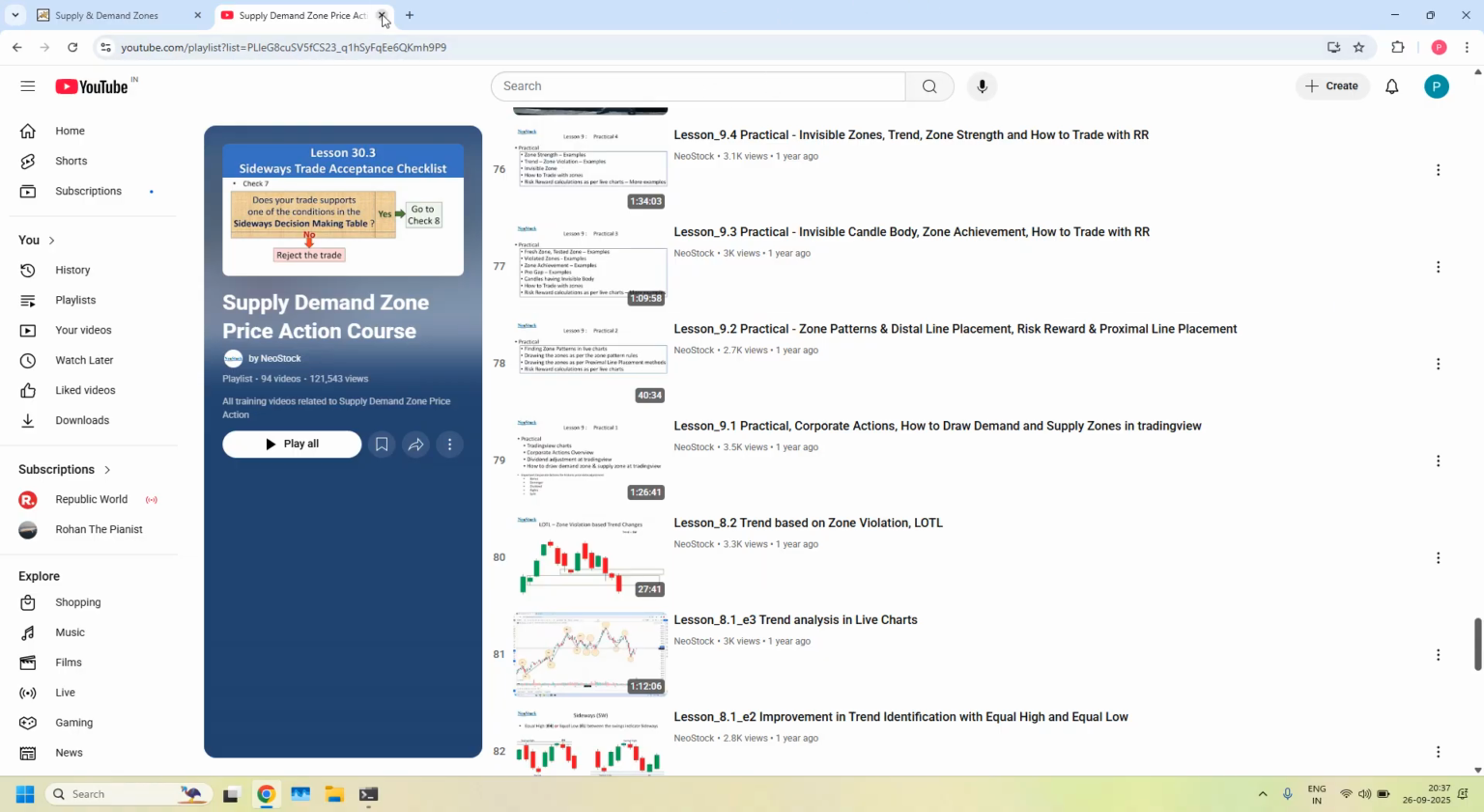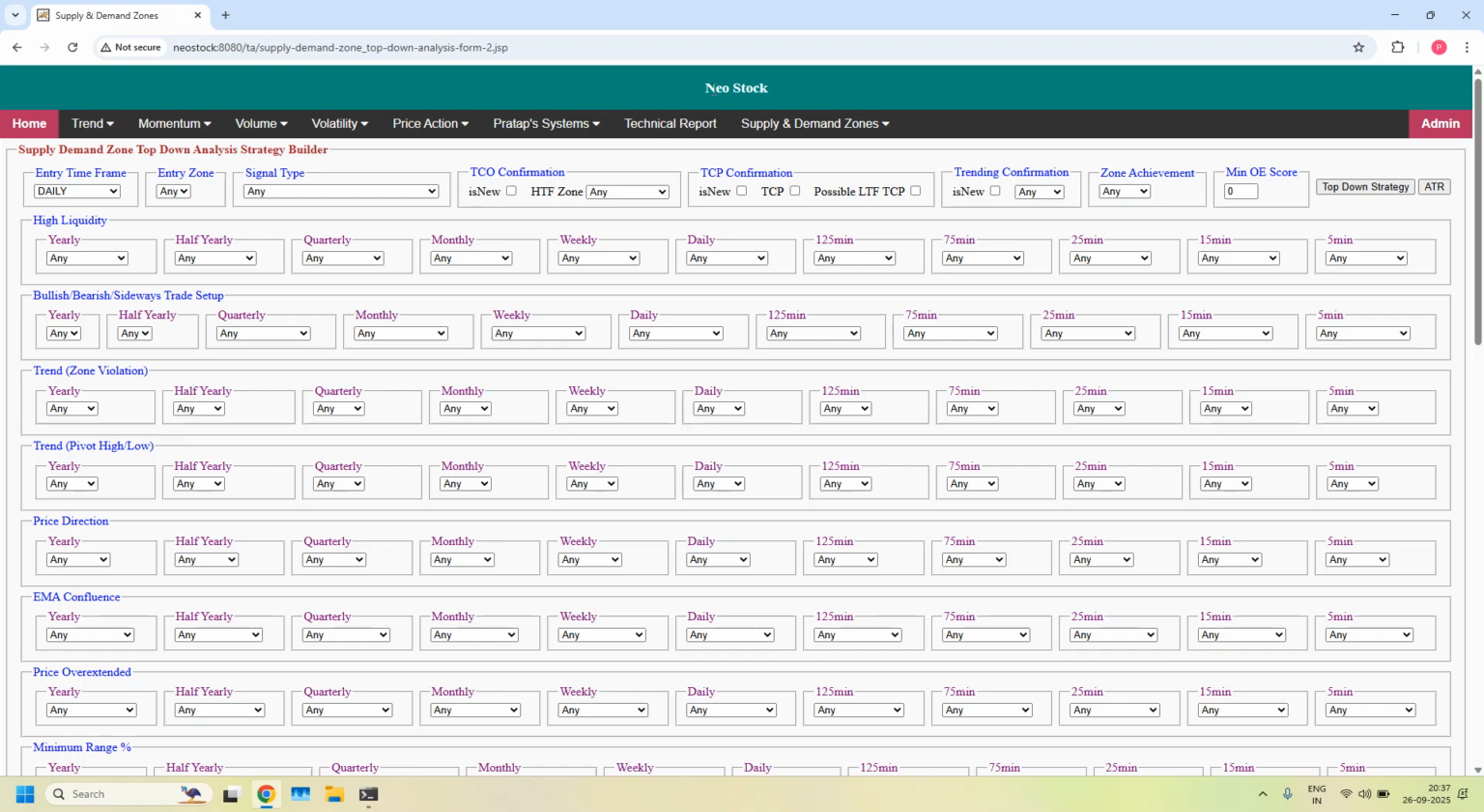Okay, now I am generating different supply demand zone reports with the help of NeoStock Software Supply Demand Zone Top-Down Analysis Strategy Builder. First, I am finding the stocks near daily and 75 minutes demand and supply zones. From those reports, we will identify high priority, high liquidity zones, and we will use them for the high liquidity zone strategy that I explained in lesson 21.3 video.